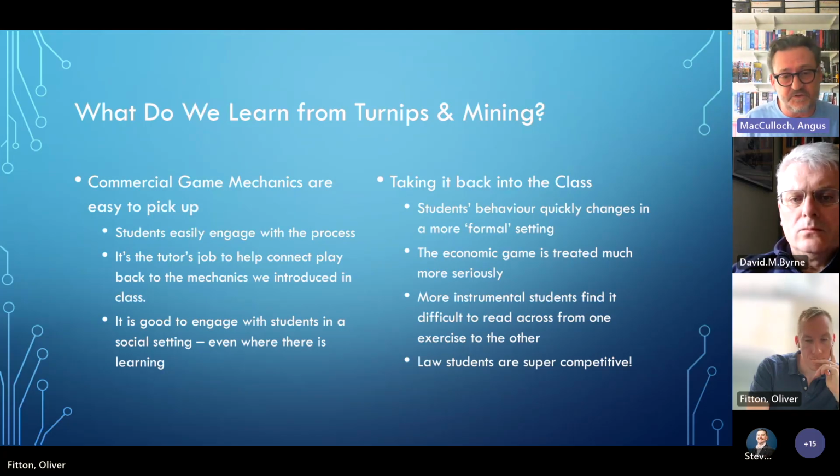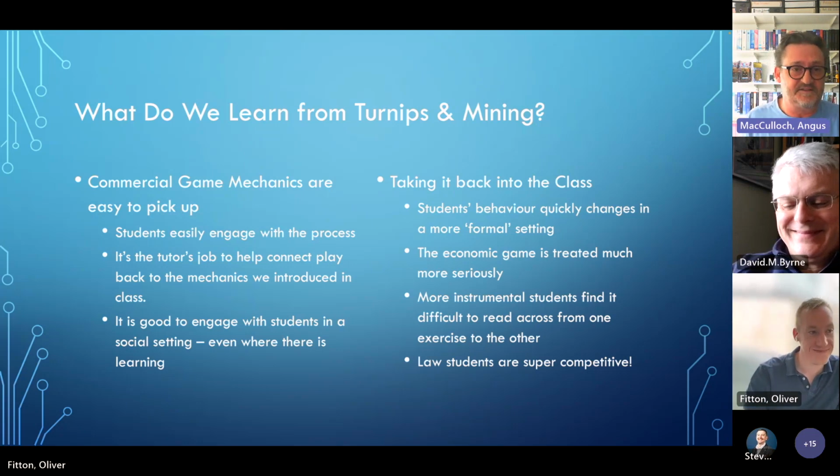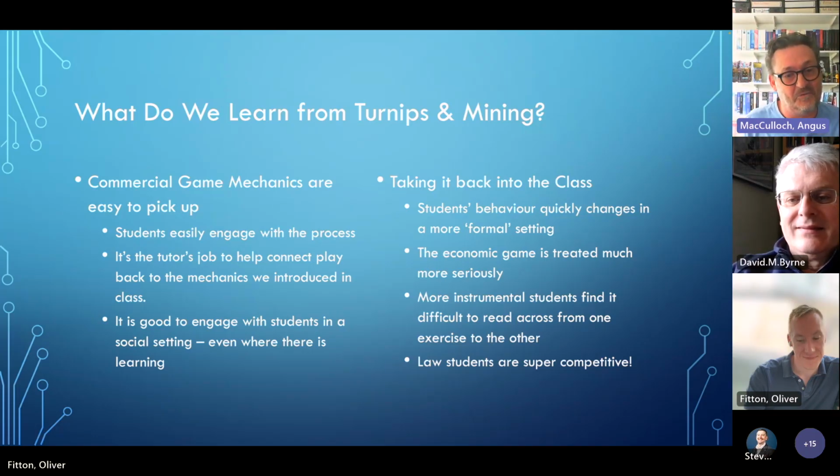The other thing we learn is that law students are stupidly competitive, and they break economics. The economic theory says the result should be this, because that's the sensible, rational economic result. Law students don't do the sensible, economic, rational result. They are so competitive, they will kill themselves to win, and therefore they break economic theory. But at least we understand how they break economic theory and why.